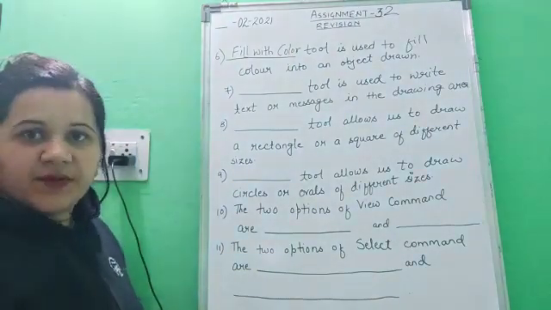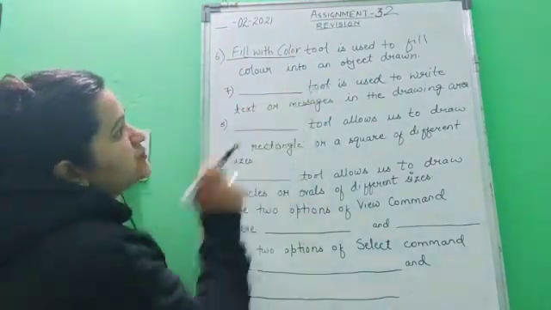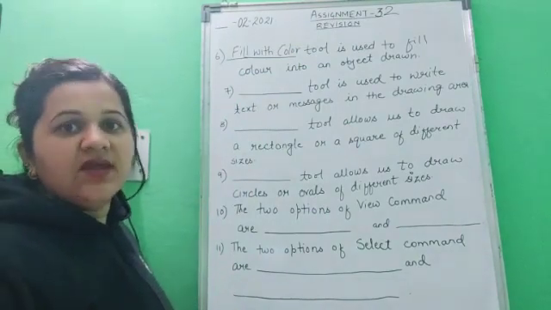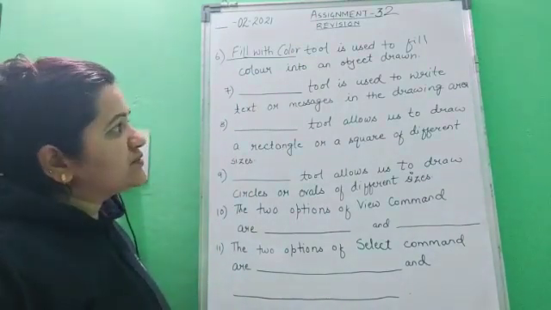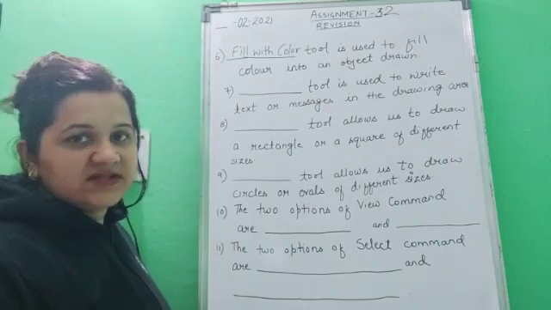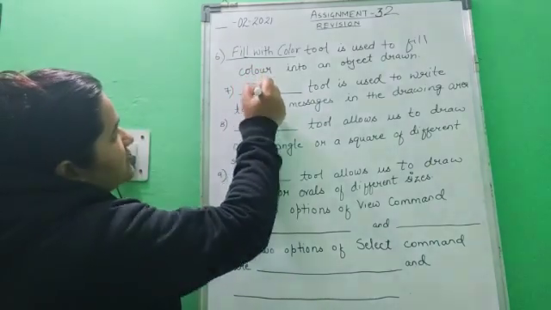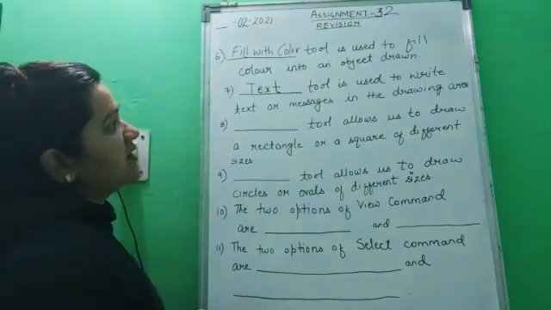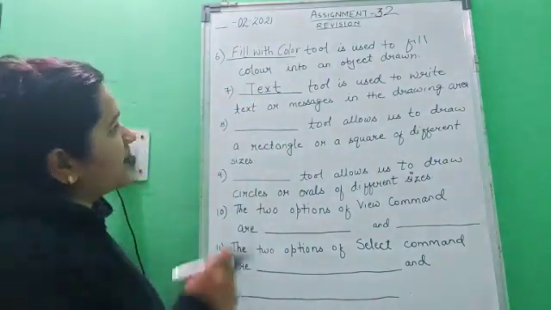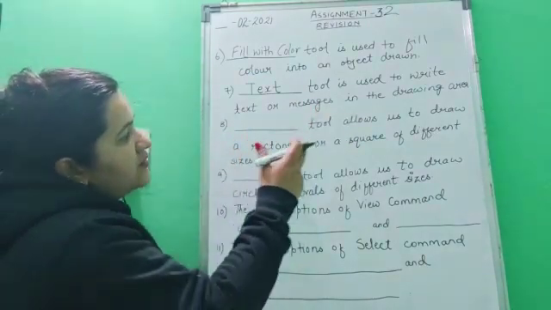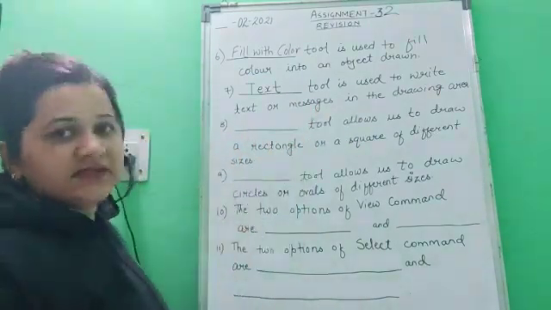Tool. Okay. Next, dash tool is used to write text or messages in the drawing area. Which tool is used to write the messages or words, letters inside the drawing area? Yes, children. Text tool. 8th, dash tool allows us to draw a rectangle or a square of different sizes.